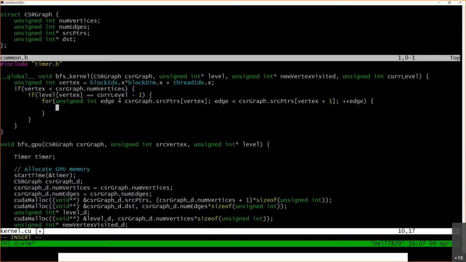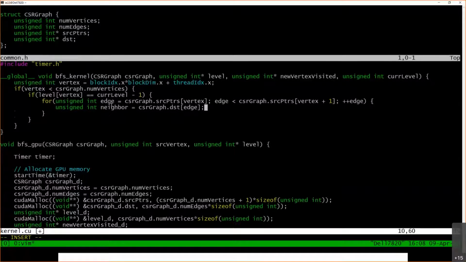Now for each outgoing edge, I want to find the neighbor that edge takes me to. How do I know the neighbor that the edge takes me to? Well, that's part of the destination array. This destination array tells me the destination of the edge. So I'm going to write unsigned int neighbor is equal to CSR graph dot destination of edge. So here now I have the vertex, and I'm looping over its neighbors.